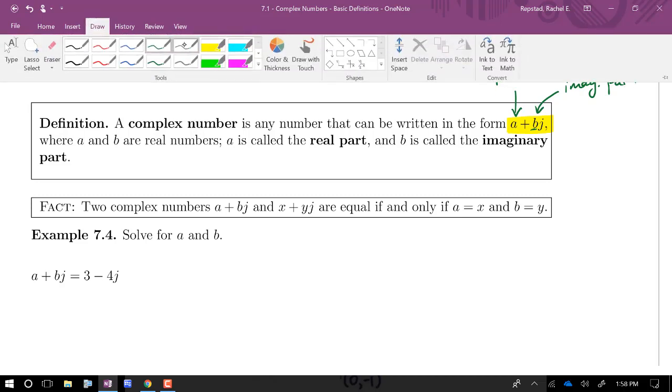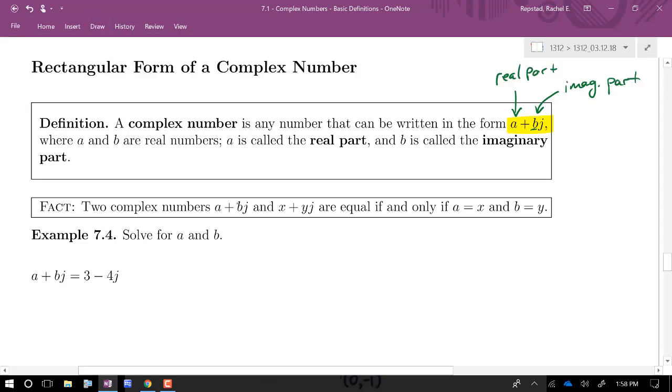So let's say I have a couple of complex numbers, a plus bj and x plus yj. They're equal precisely when both their real parts are equal and their imaginary parts are equal. I think if we were to define what should be true for two complex numbers in rectangular form to be equal, we'd probably say the same thing. They have to have the same real parts. They have to have the same imaginary parts. Everything has to match up exactly.